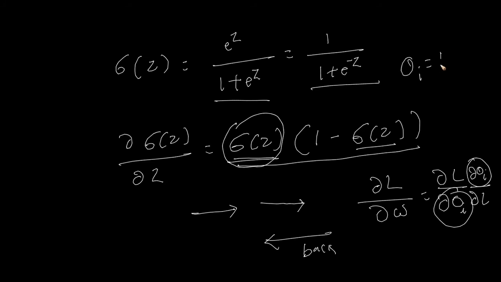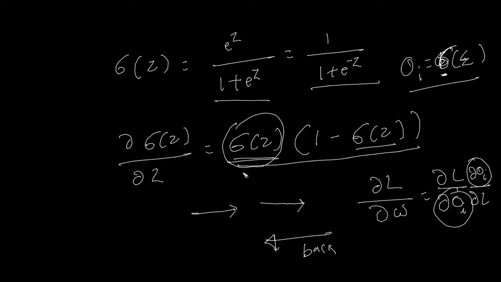This O_i is nothing but sigma of some z, right? So this O_i is coming out of this sigma. So ultimately we'll be taking the derivative of this sigma. That means in the backward propagation phase, we will need to compute the derivative of sigma.